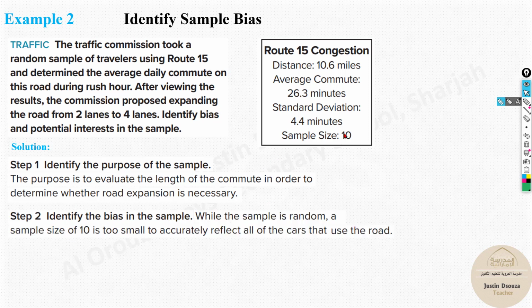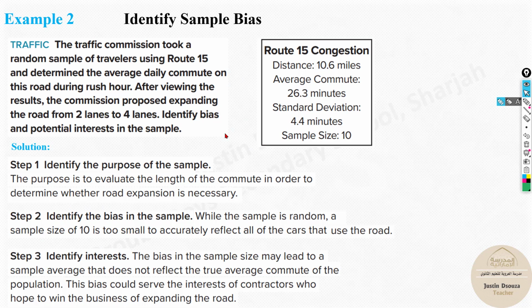What's the bias over here? The size. While the sample is random, that's fine, randomly selected, very good. But the sample size of 10 is too small to accurately reflect all the cars that use the road. It should be a characteristic representation, not such a small representation. Maybe all these ten have one single opinion, they all match. But what if you ask another 20 people and maybe 15 of them disagree? Then you need to make a bigger sample.